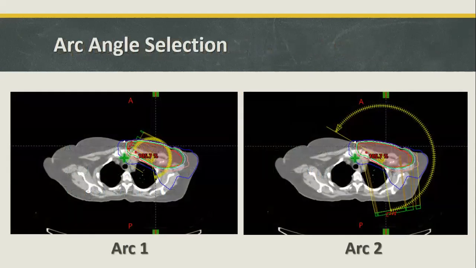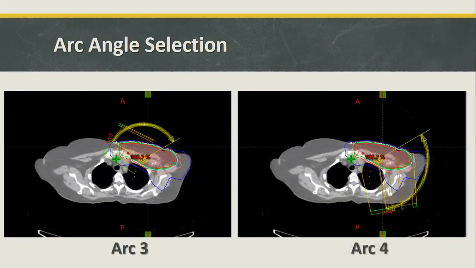What are the arc selections? The arc selection depends on the volume and its extension, whether it is medially, inferiorly or superiorly extended. In this case, we have taken 4 arcs in our plan. Due to the medial extension of the volume, we started arc 1 from 300 degrees to 170, and then counterclockwise for arc 2. We used arc 3 and arc 4 as partial arcs, started from the corner of the volume and ending at the medial.